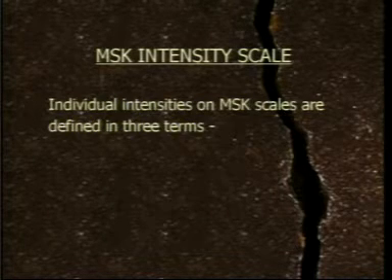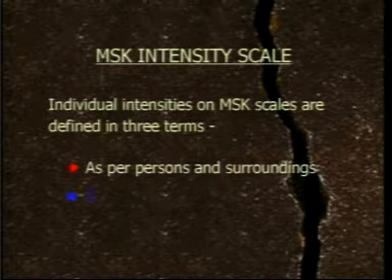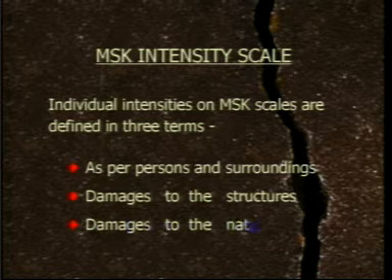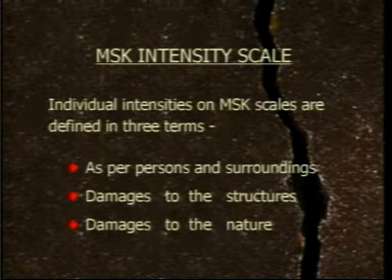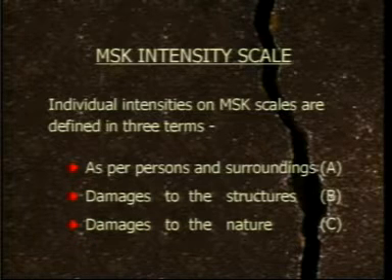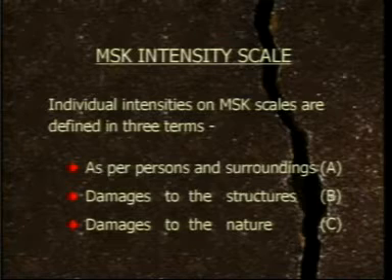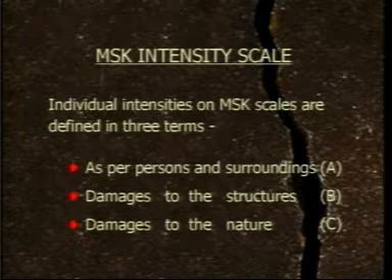While defining the individual intensities on the MSK scale, these are defined in 3 terms: A, the persons and surroundings; B, the damages to the structures; and C, the nature. So, we will see these 3 points A, B and C, and in these terms we will try to see the damage and assign intensity to that point. MSK is a 12 grade intensity scale.